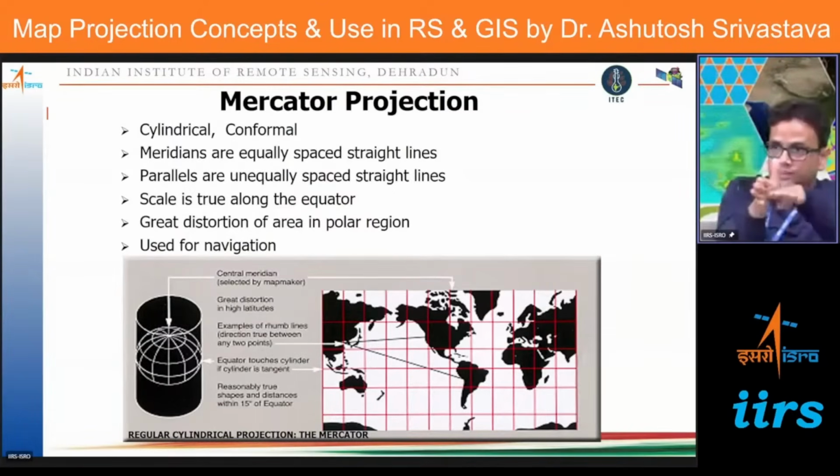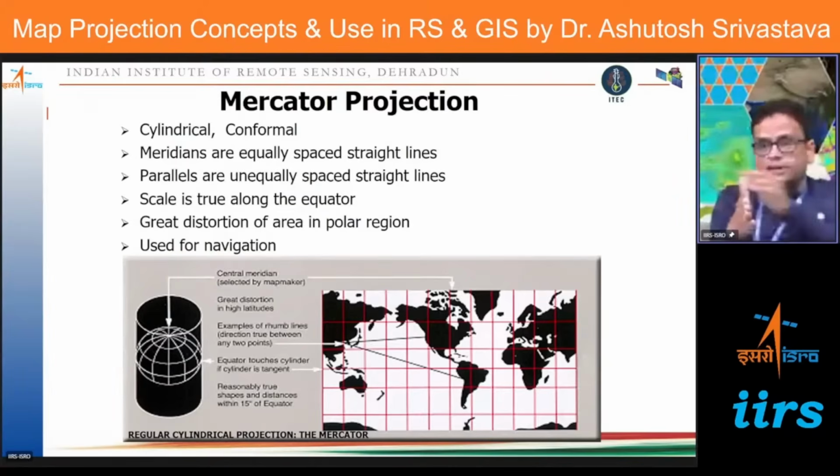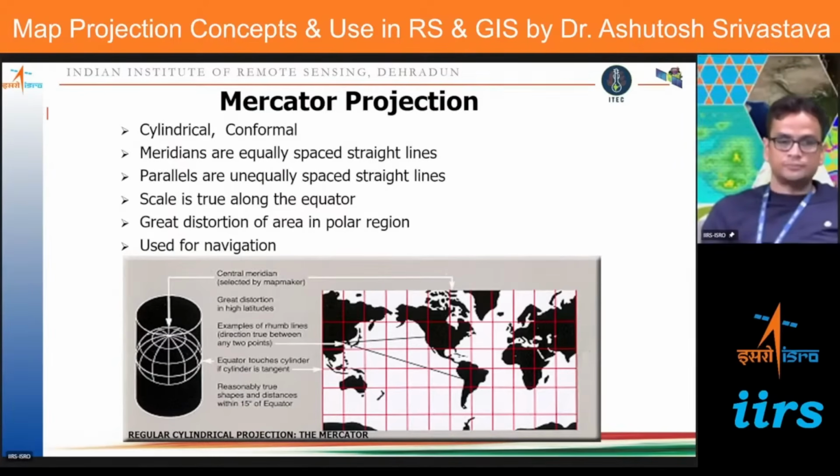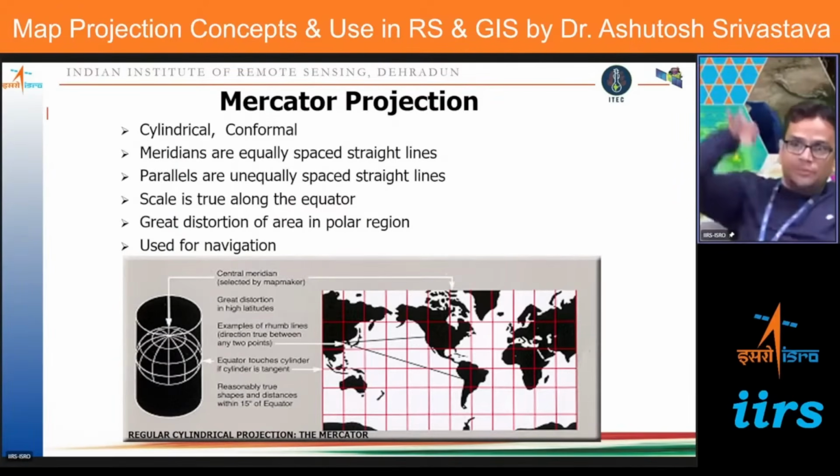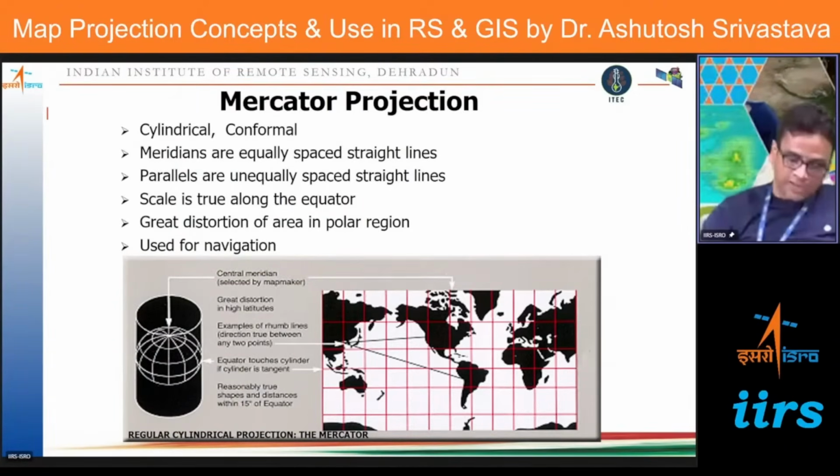It will just touch that line, the surface of the cylinder. When we project onto this, this line will come exactly onto that, so there will not be any distortion. That means scale is true along the equator. When we move away from this line, the distortion will increase. So there is great distortion of area in the polar region, as we can see here.